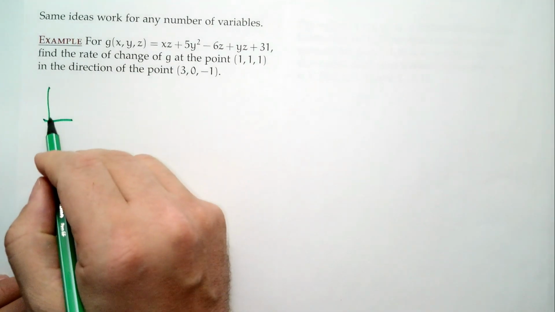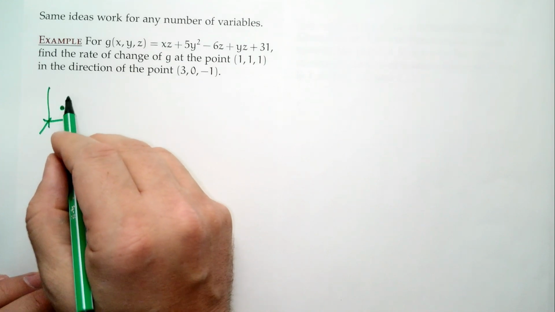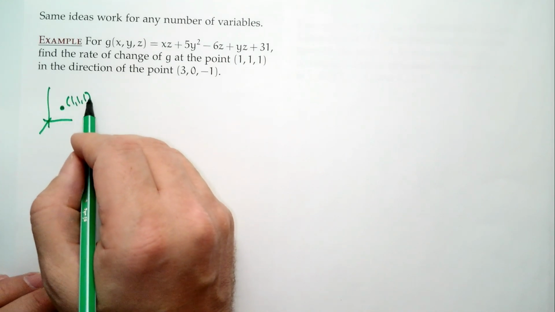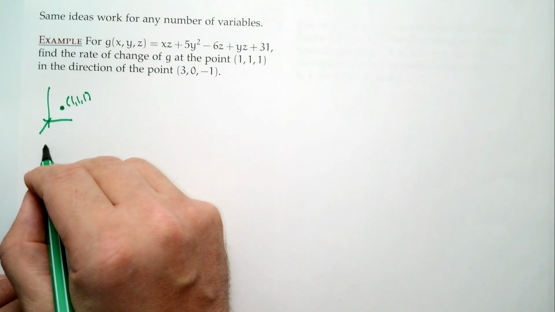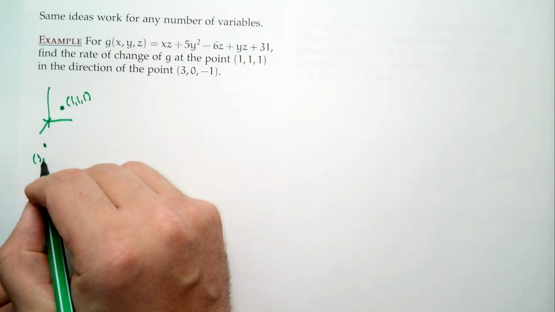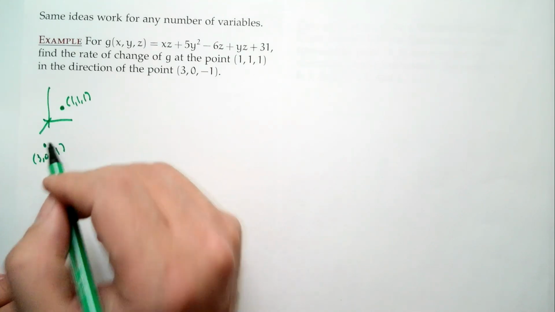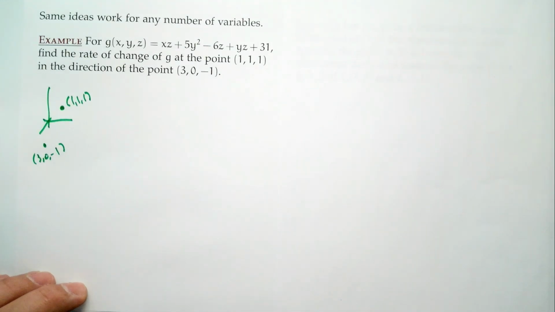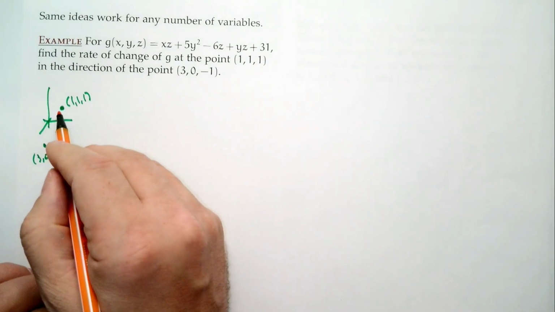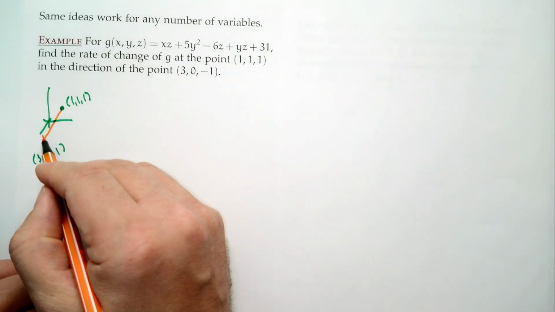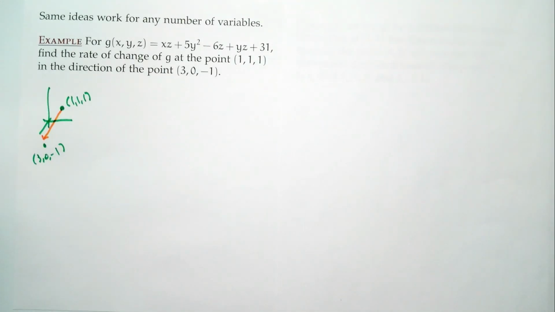Because it says, suppose you start at this point. So here's the point we're at, and we want to go to another point. Let's say this is the other point, 3, 0, negative 1. It's probably not there, but it doesn't have to be right to help us get the right intuition. So what's the vector? Well, we want the vector that's pointing from 1, 1, 1 to 3, 0, negative 1.